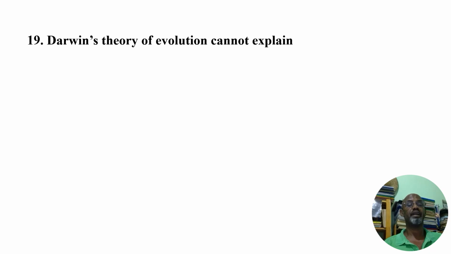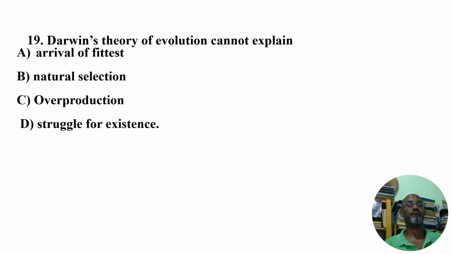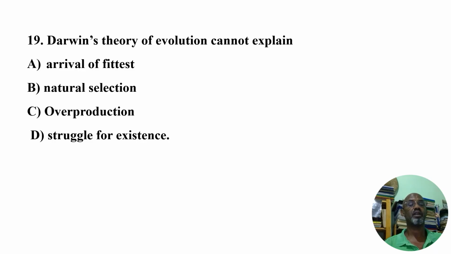Okay, number 19. Darwin's theory of evolution can't explain A. Arrival of the fittest, B. Natural selection, C. Overproduction, D. Struggle for existence. There is no such postulate in Darwin's theory of evolution by natural selection as arrival of the fittest. It is survival of the fittest rather. This is very simple.